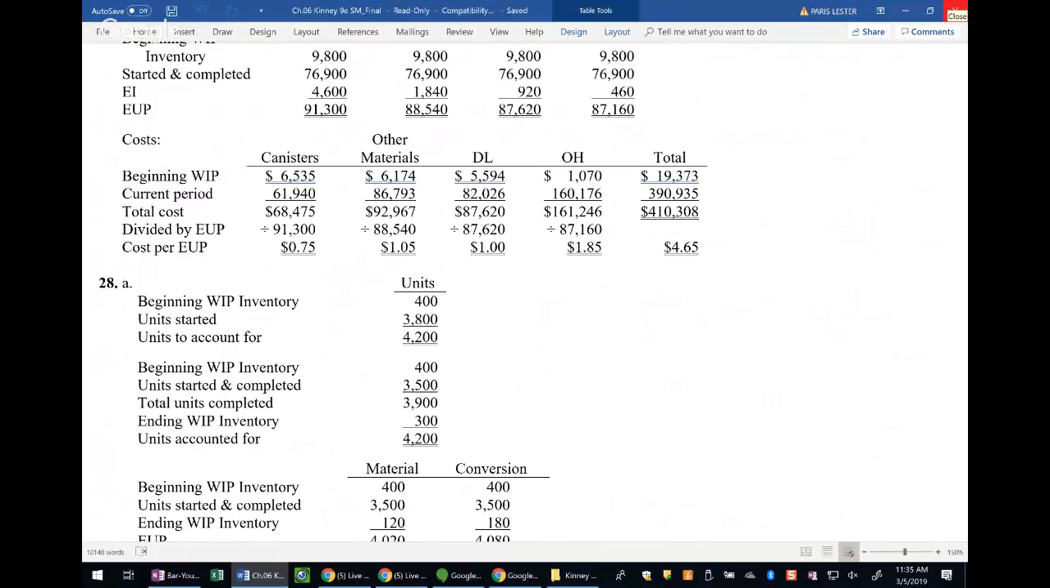We started 400 units. And I mean, we had 400, we started 38. And we got to be accounting for 42. And where'd those 42 go? All right, beginning inventory was 400 of those. Now I would just take units completed. And the difference between 39 and 42 is 3. You account for units. That's no big deal.